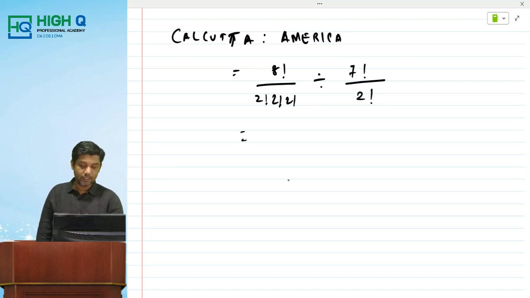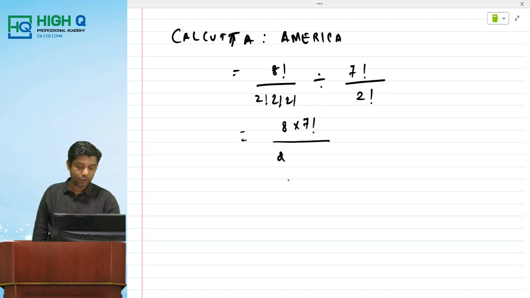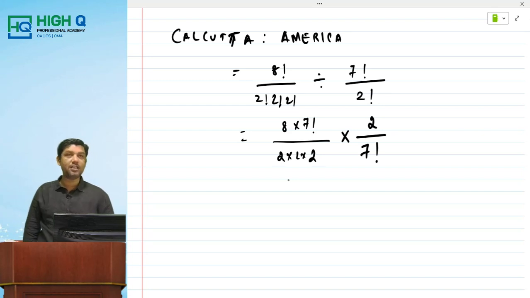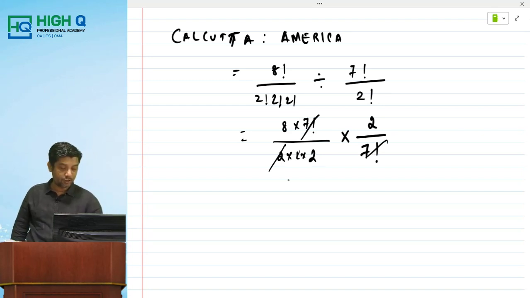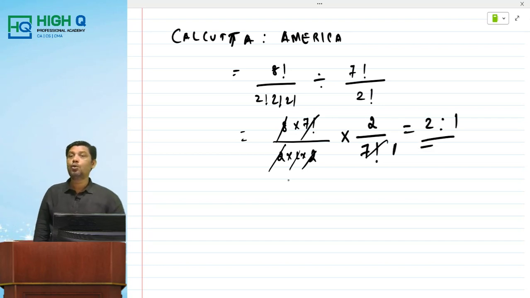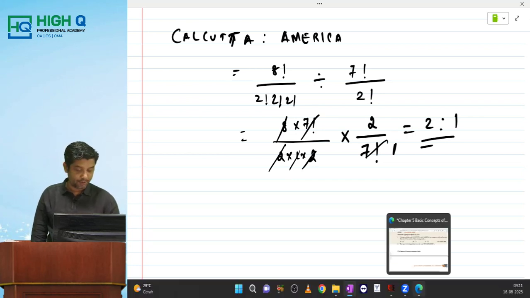So, what is it? 8 into 7 factorial divided by 2 into 2 into 2 into 2, divided by 7 factorial. Do you all agree with this, my dear? The 7 factorials cancel, and 2 2s are 4, 2 4s are 8. So the answer is 2 is to 1. Only 2 is coming, na? The ratio is 2 is to 1. 2 by 1 is nothing but 2 is to 1. Is it there in the options, my dear?